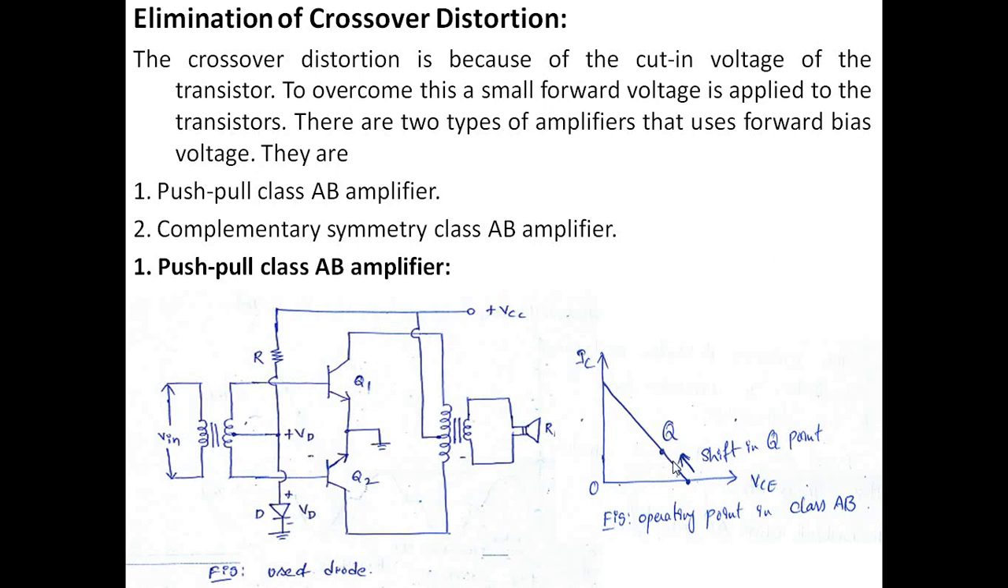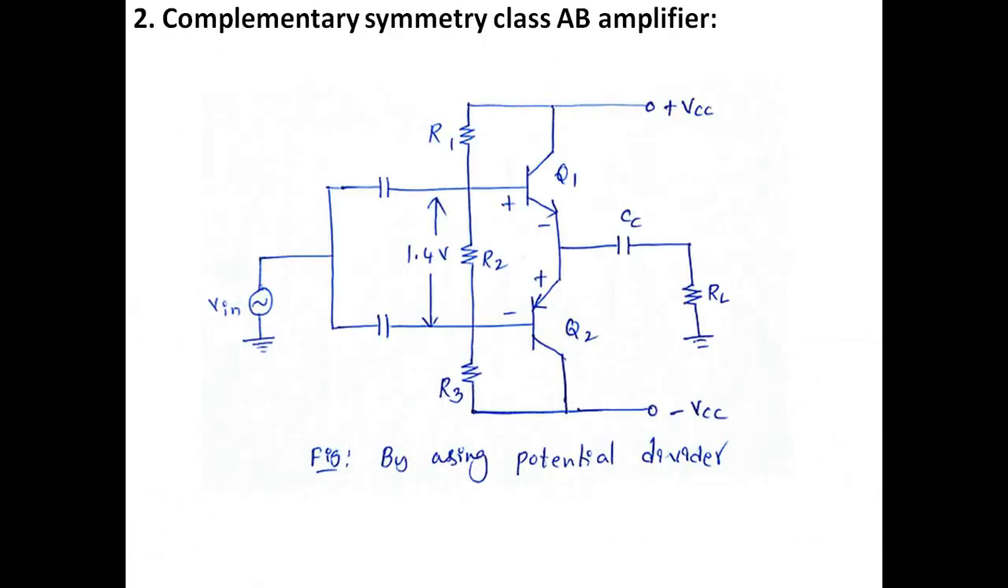That is why the operating point gets shifted up, and the transistor will avoid the crossover distortion. Now come to the second one, the complementary symmetry class AB amplifier.